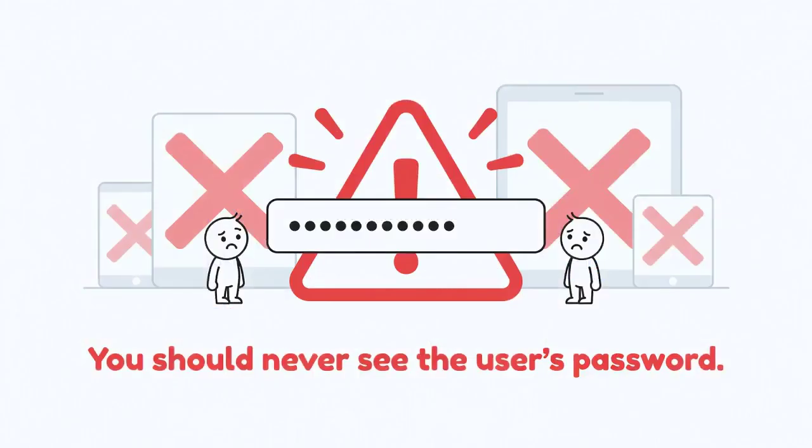The resource owner password credentials grant was discouraged because it required the application to handle the user's actual password. Any app that touches a password becomes a high-value target, and most modern apps have no business seeing credentials at all. If you see a password field, the flow is wrong.